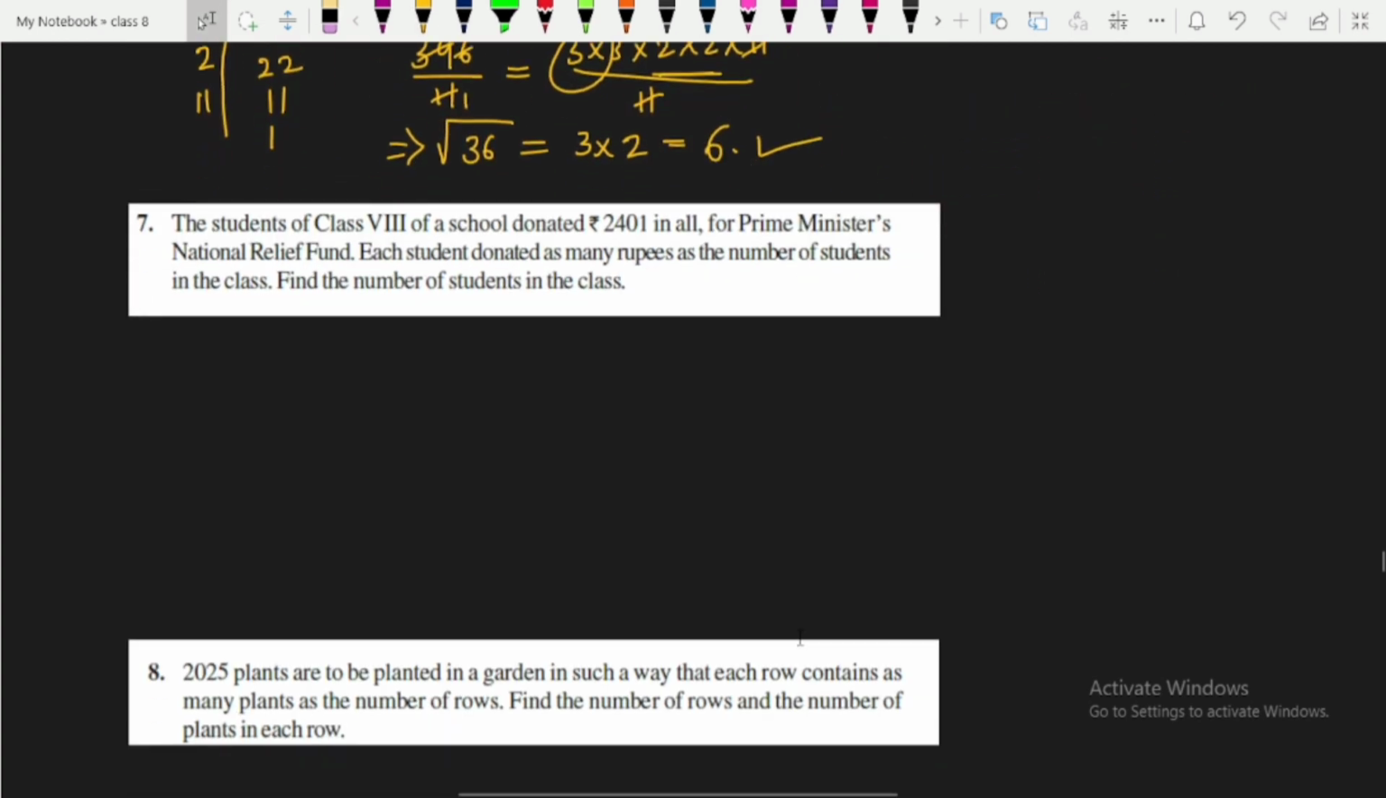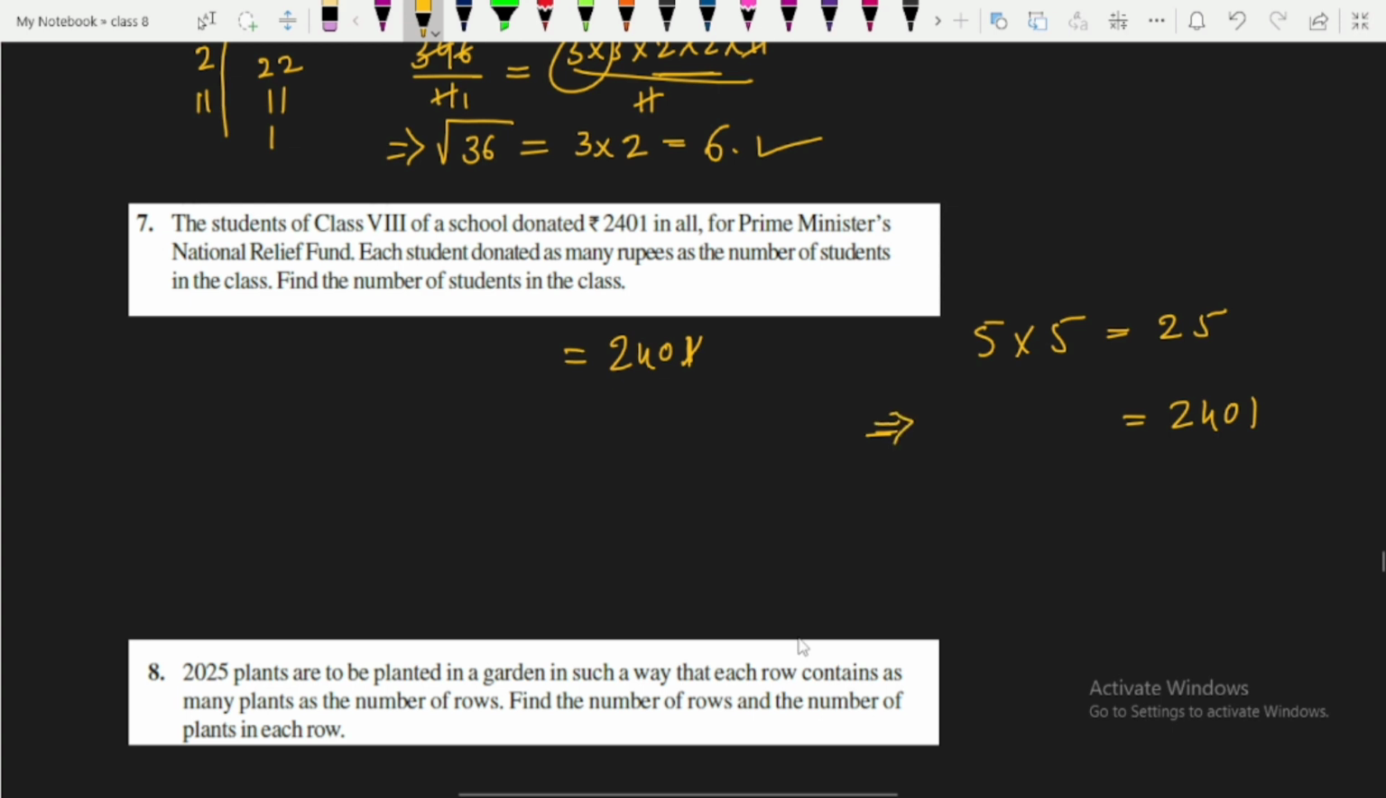So question number 7. Here the students of class 8 of a school donated 2401 rupees for the Prime Minister's National Relief Fund. Each student donated as many rupees as the number of students in the class. Find the number of students in the class. For example, if 5 students are in the class and they gave 5 rupees each, the total amount you get is 25 rupees. So similarly here the total amount given is 2401.